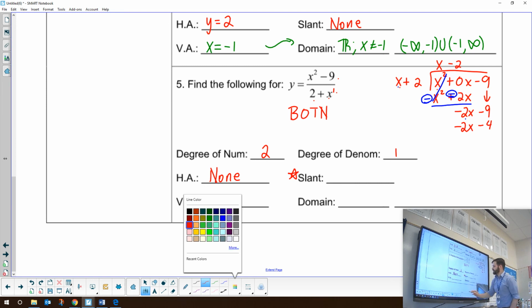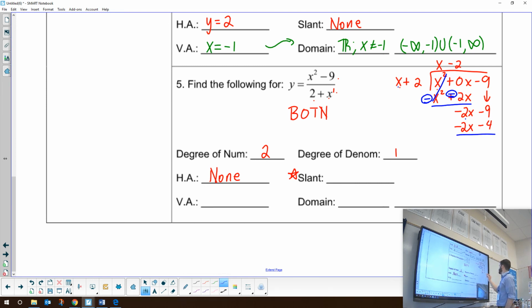We're going to draw the line, change the sign. It's going to become a plus. It's going to become a plus. These two cancel. -9 plus 4 is going to be -5. Okay? So your remainder doesn't matter. What matters is our answer. My answer is going to be x minus 2. So we're just going to have a slant asymptote at y equals x minus 2.